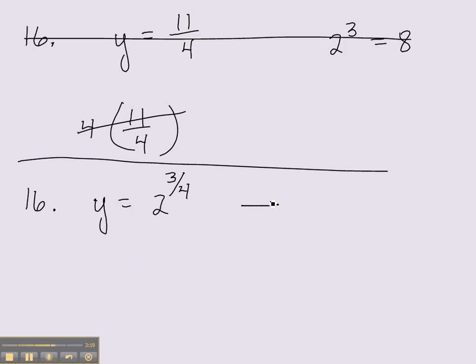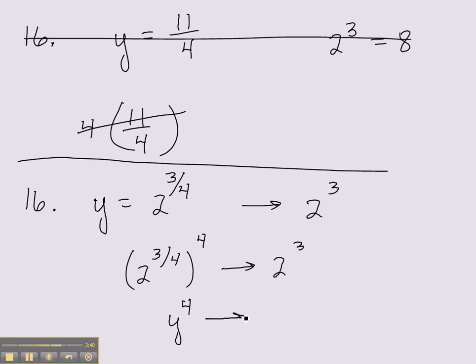So 2 to the 3/4 power. What can we do to that to make it look like 2 cubed? Well, I think we just raise it to the 4th power, don't we? Power to a power we multiply. 3/4 times 4 is 3. Okay, so we're going to take y and raise it to the 4th power, and that will make it look like 2 cubed. That should be answer choice D.